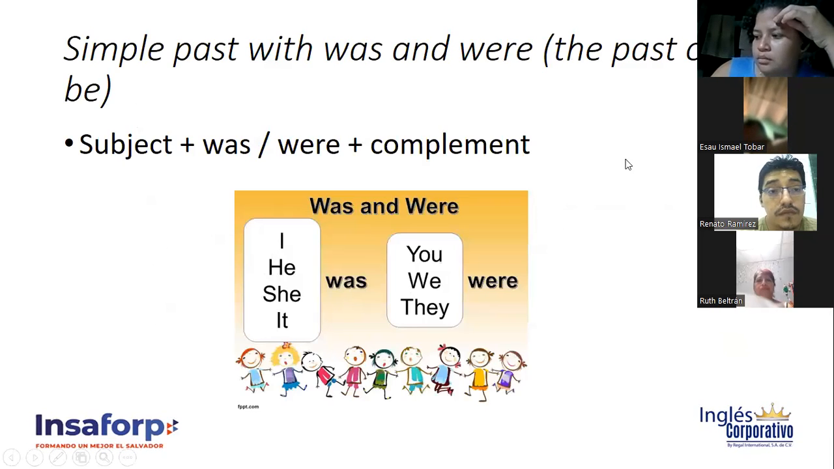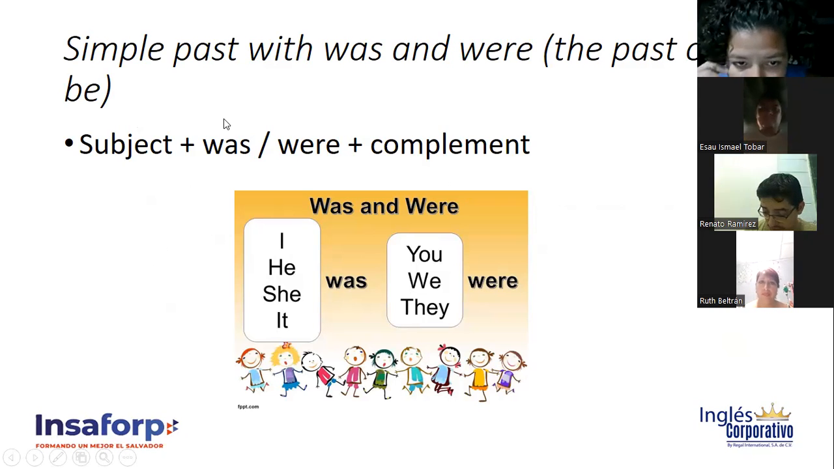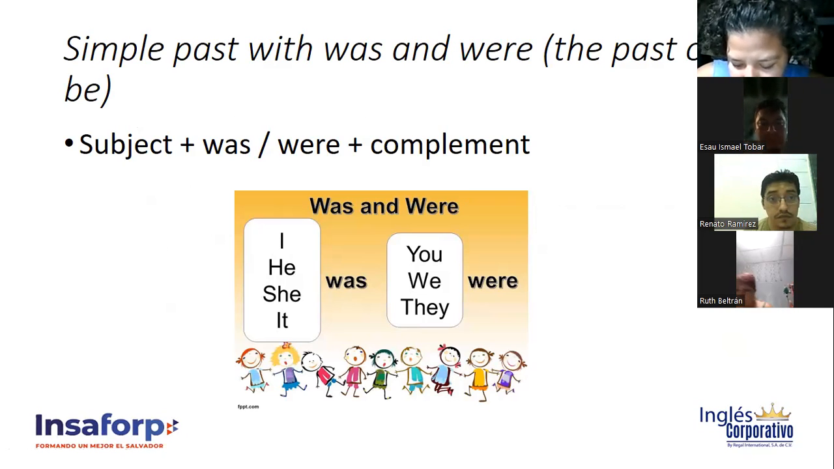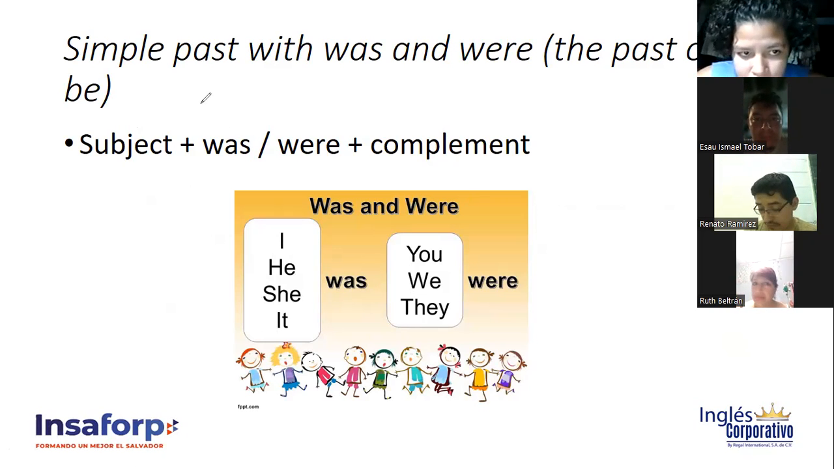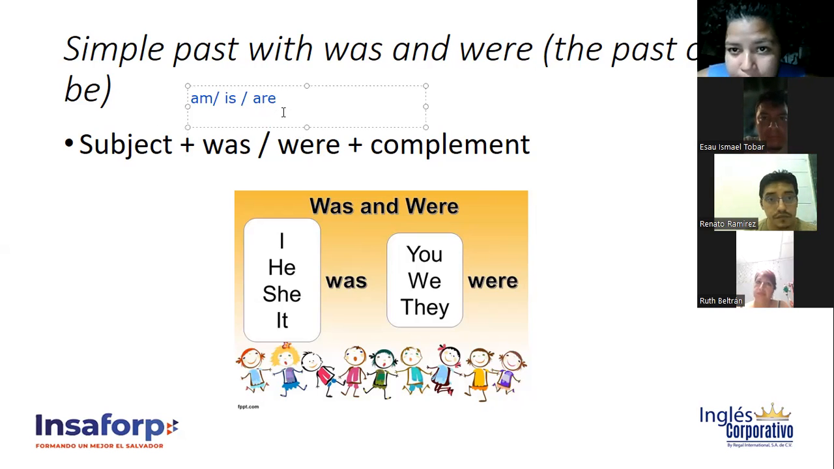Very good. Okay, guys, so today you're going to learn simple past with was and were. Was and were are the past of be. In the present, the verb to be has three forms. Do you remember the three forms of the verb to be? Am, is, and are. Exactly. Am, is, and are. That is in the present. Very good.